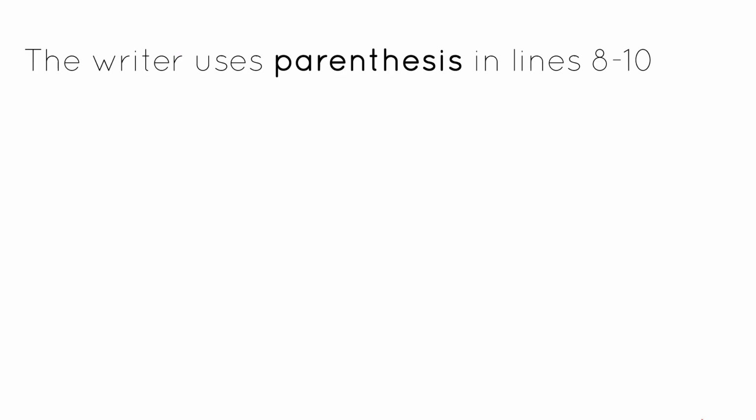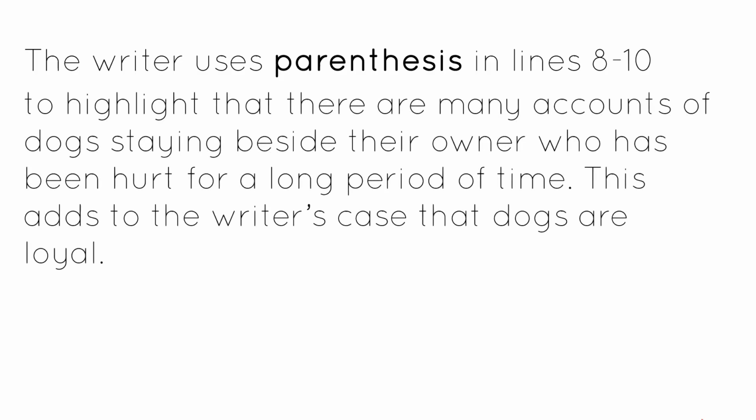The writer uses parenthesis in lines 8 to 10. That gets us 1 mark straight away because we have correctly identified one of the sentence structure techniques. And all of the rest of my answer is for the 2nd mark. So the writer uses parenthesis in lines 8 to 10 to highlight that there are many accounts of dogs staying beside their owner who has been hurt for a long period of time. And this adds to the writer's case that dogs are loyal. So that was the question. It was about loyalty. I've explained what the extra information is and how it adds to the writer's case. And that gets me the second mark.